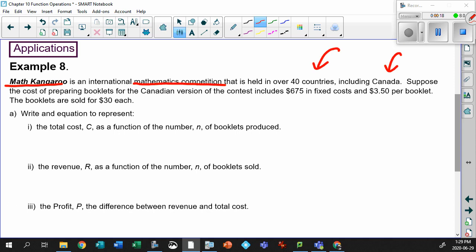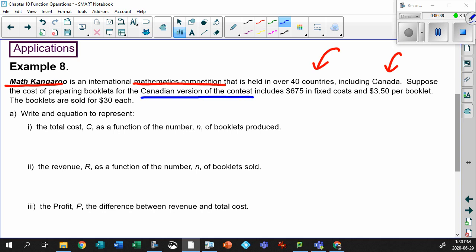Now, suppose the cost of preparing books for the Canadian version. Well, if it's in 40 different countries, all of these books have to be translated, right? So all these booklets have to come in, of course, in Canadian English. So your job then is to create this Canadian version of this booklet.